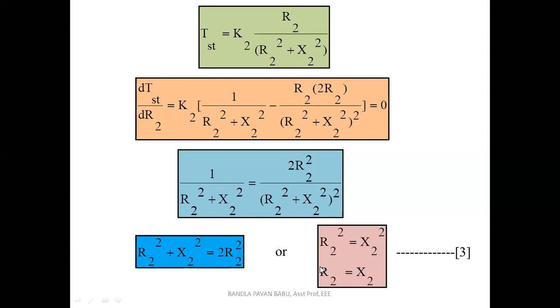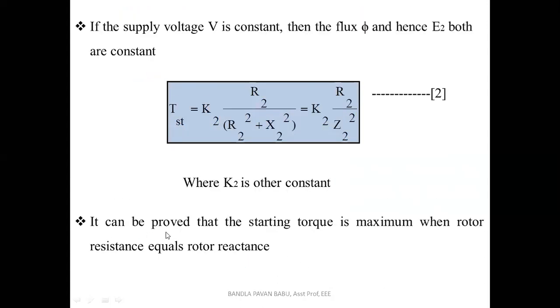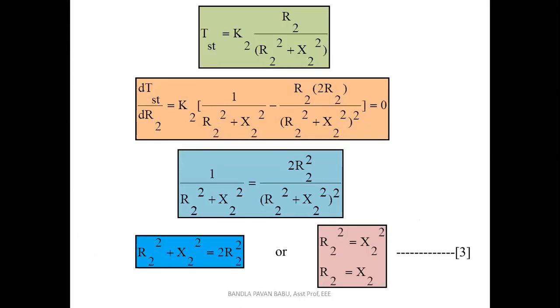Our aim is that it can be proved that the starting torque is maximum when the rotor resistance equals the rotor reactance. So this is completely achieved because of the slip equal to 1. See here, nowhere can you see a slip value like 0.3 or 0.2. We have considered s equal to 1, and we have applied the derivative. Yes, we have applied the derivation, and we got this equation, that is R2 equal to X2. Hence we have proved that at standstill, the rotor resistance is equal to the rotor reactance. Standstill means the slip equal to 1.